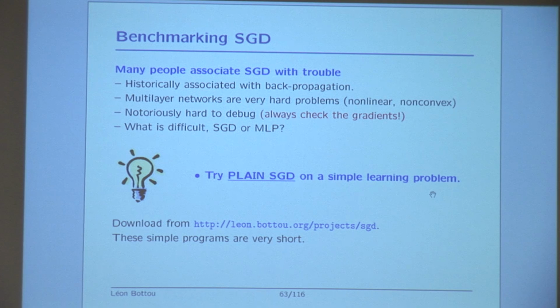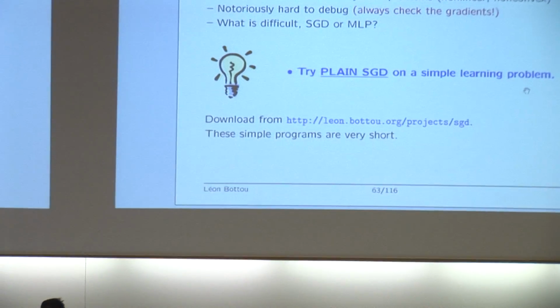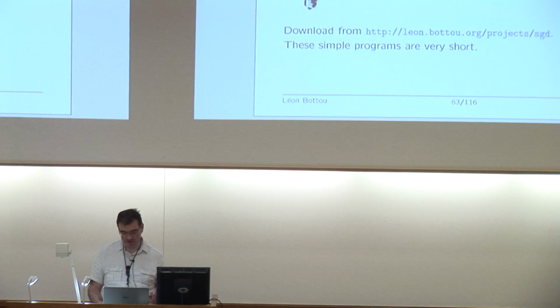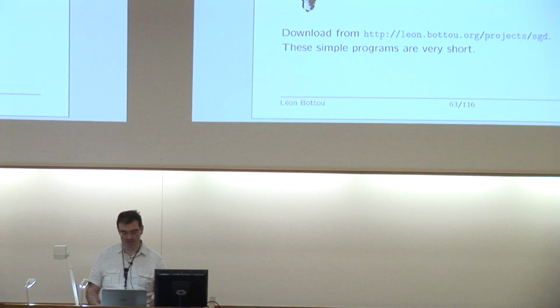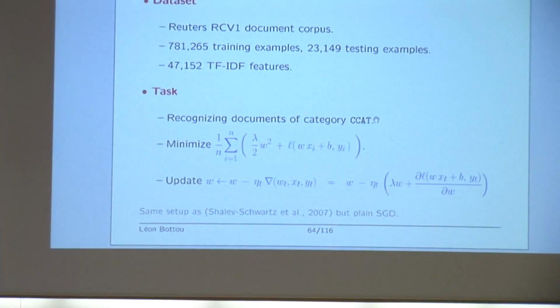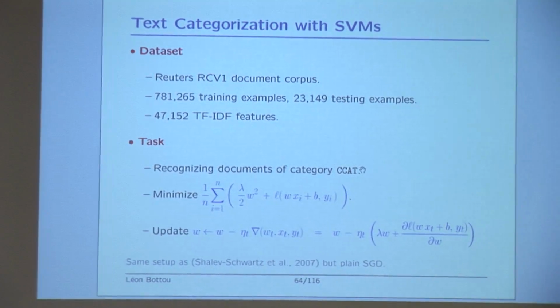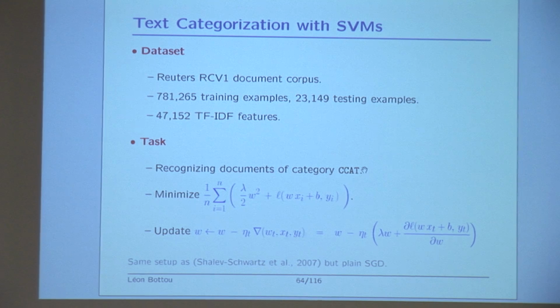But anyway, you might wonder what is difficult, the stochastic gradient or the multi-layer networks. So the idea of this benchmark is to try the plain stochastic gradient on a simple learning problem. And the code can be downloaded. It's very simple, it's very short. And my first problem is a text categorization problem with SVM. And that's an interesting problem because text categorization was one of the poster child of SVM and one of the things that SVM did well.